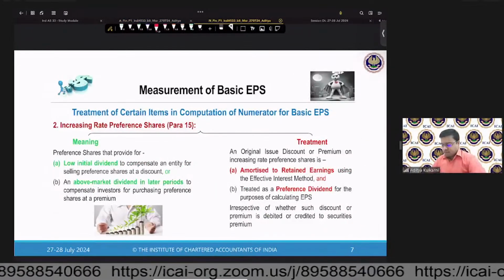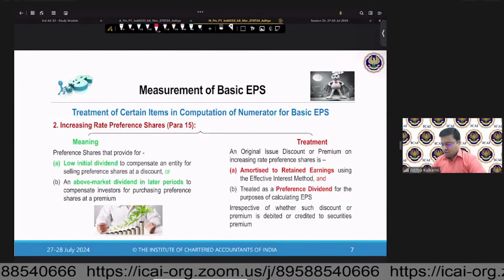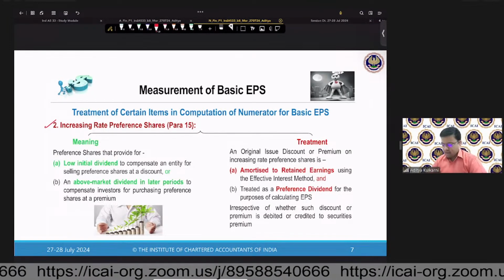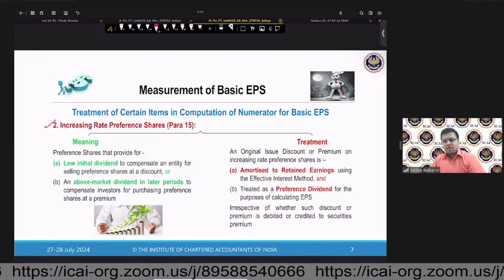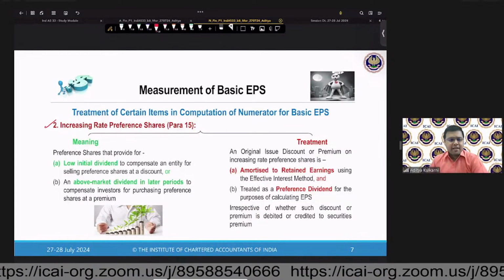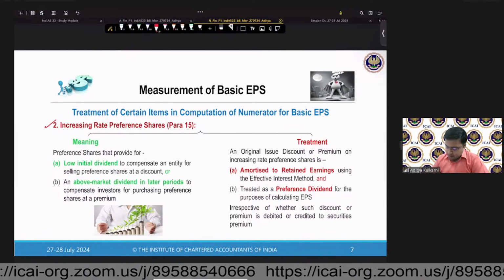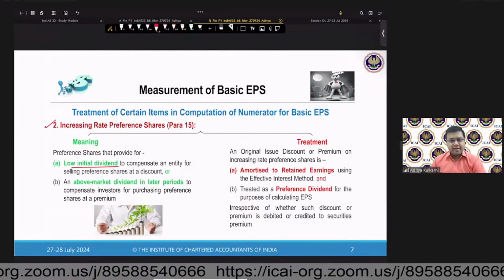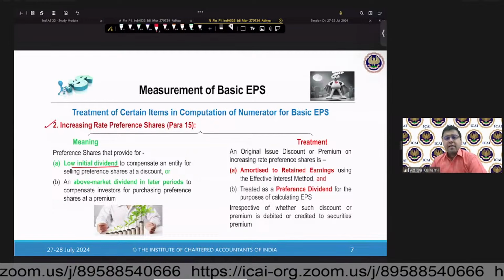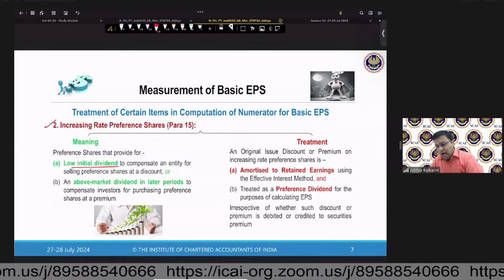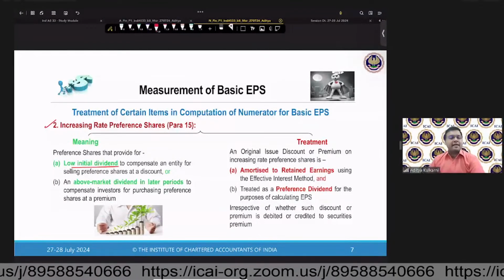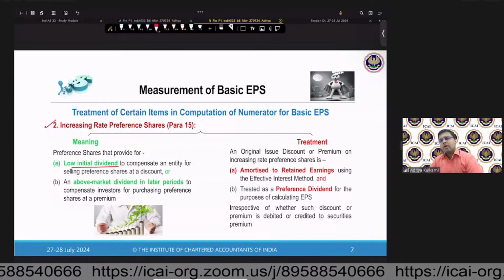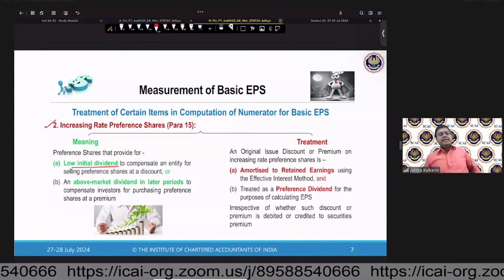Okay, treatment of certain items in computation of numerator for basic EPS. So in this one, we are having the second one, increasing rate preference shares. What do you mean by increasing rate preference shares? Initially, there will be a reduced dividend that will be paid. Why reduced dividend? Because I have issued the shares at a discount, at a very low value. And that is why I will not pay the dividend in the initial years.